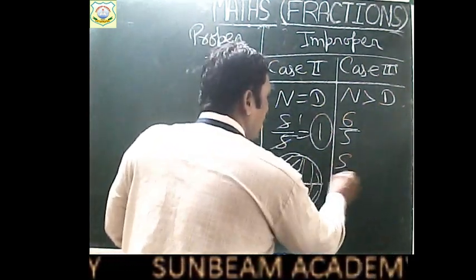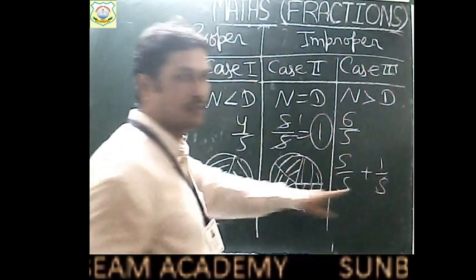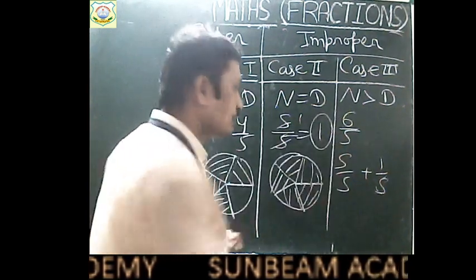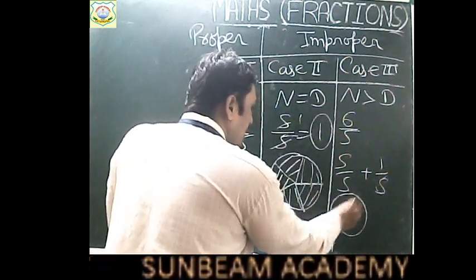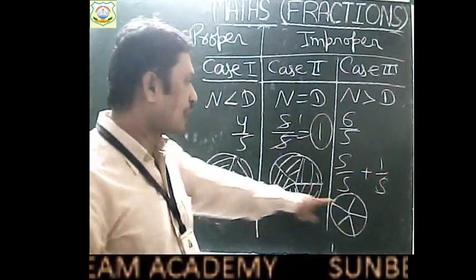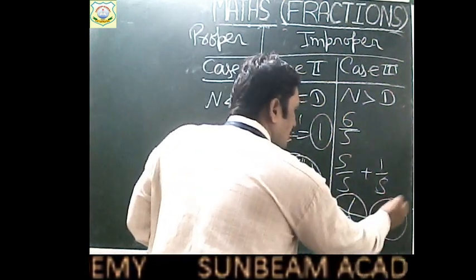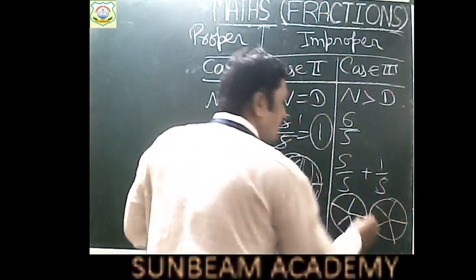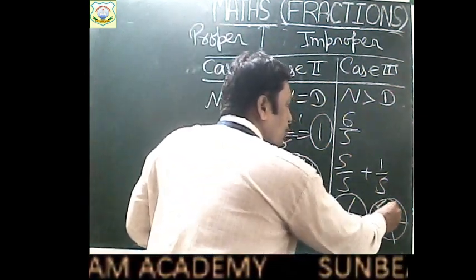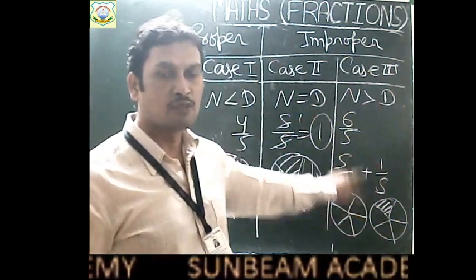After getting 5 of 5, if you are demanding one more part, then you will say that I have got 6 by 5 parts. It means you have taken one whole apple, 5 out of 5. And for the 6th part, you will take another apple, divide it into 5 equal parts, and out of these 5 parts, you will choose one part. So 1 out of 5. So 5 by 5 plus 1 by 5, you will get 6 by 5.